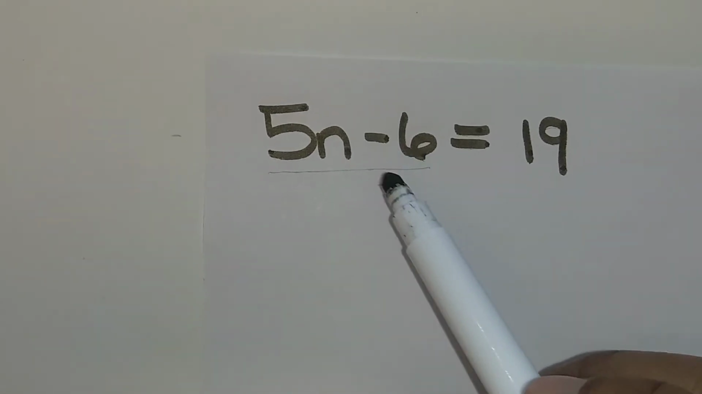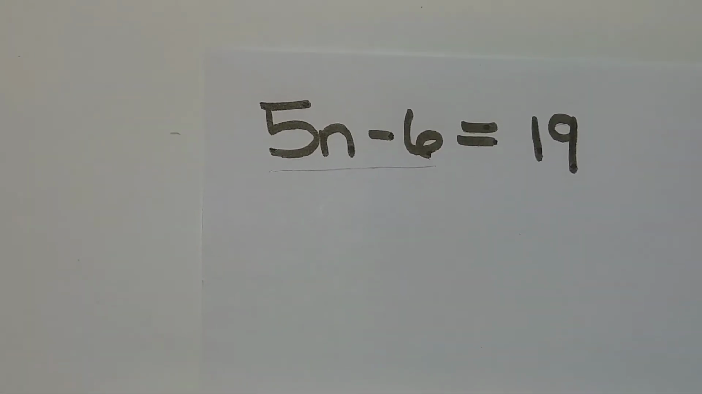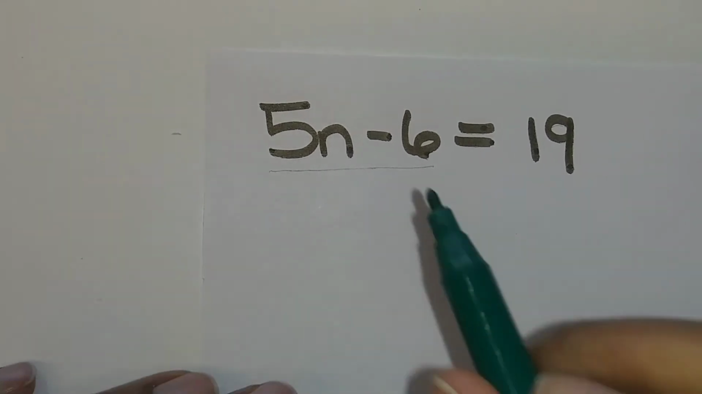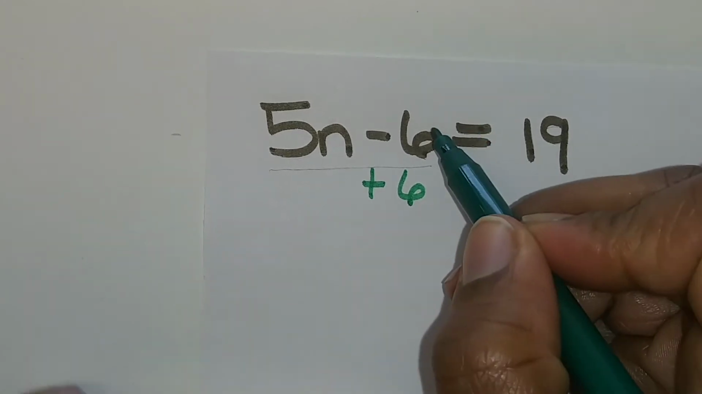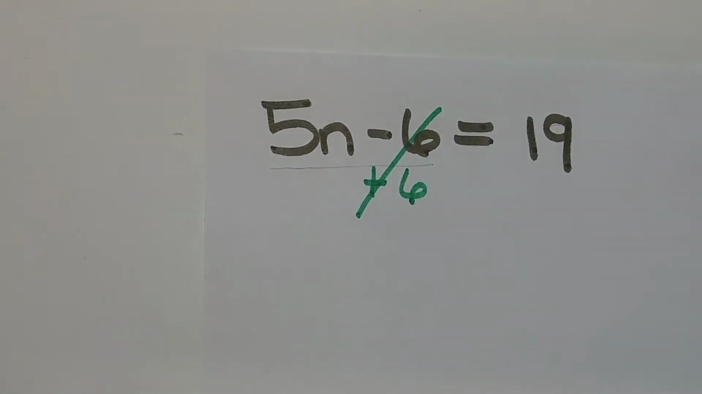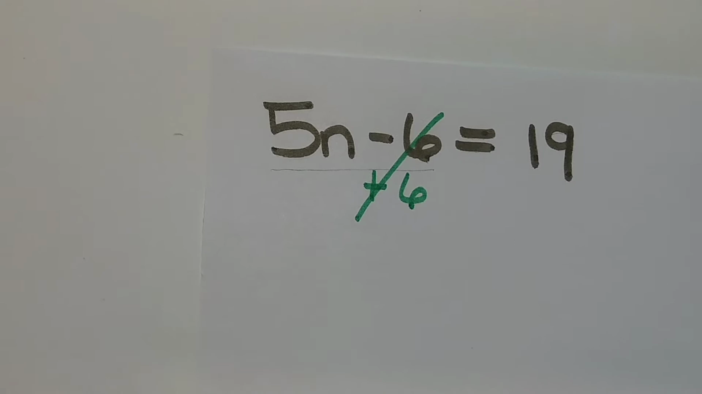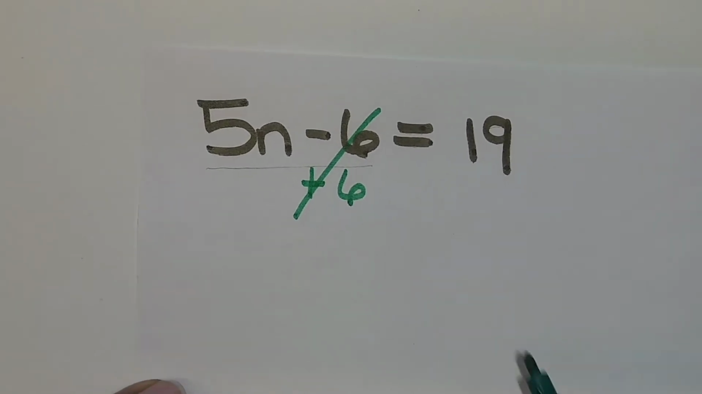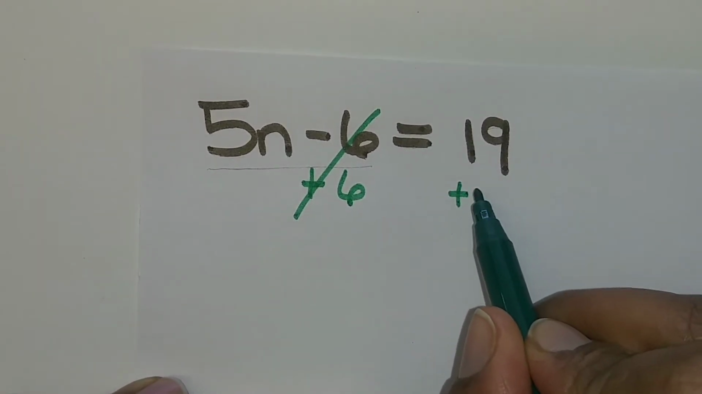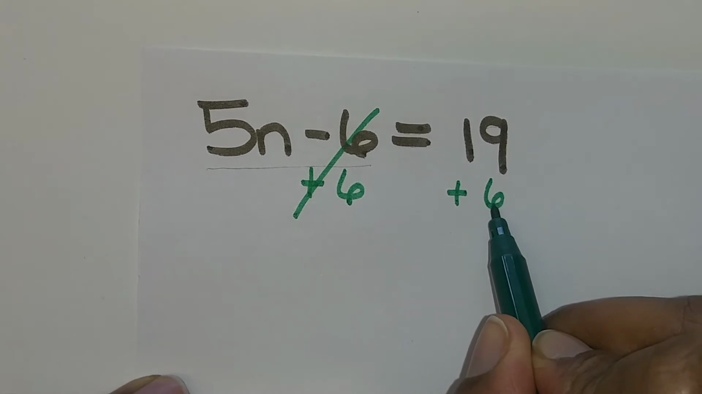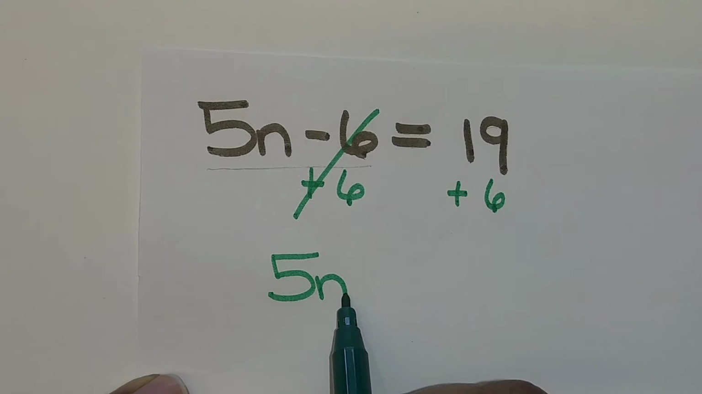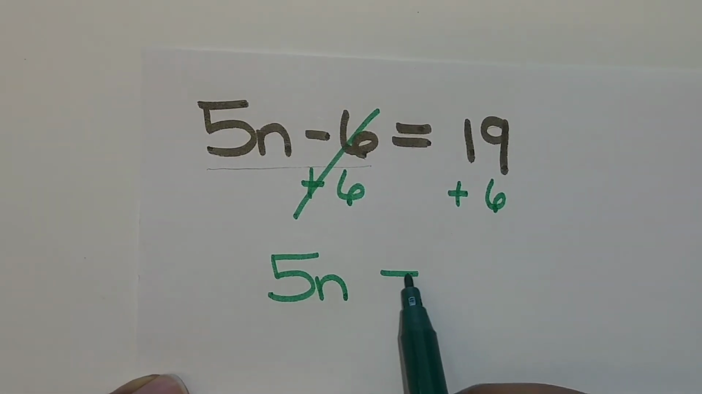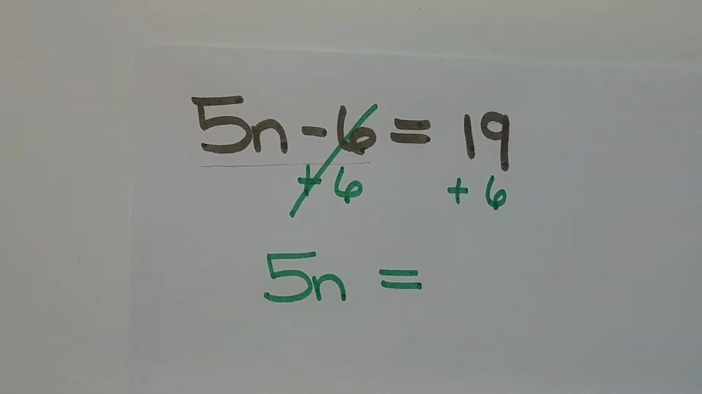So I am going to start by moving this constant, which is my -6. When I do that, I'm going to do the inverse, which is a positive 6. These are called additive inverses because they equal 0, a -6 and a positive 6. But in order to keep this equation balanced, I must do the exact same thing to the right side of the equation. On the left, I am left with 5n. I already got rid of that. It's the same as 19 plus 6.